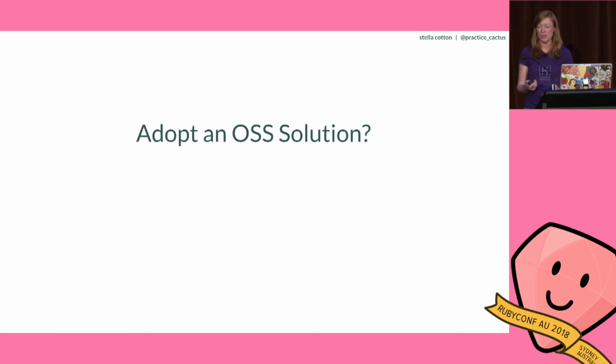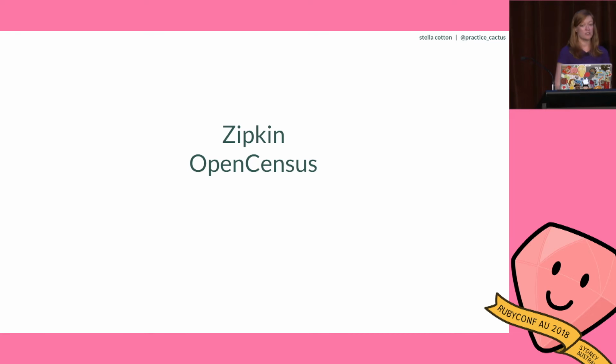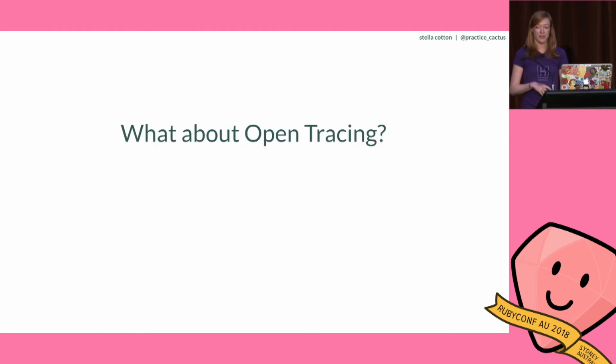It took us a couple months of part-time work on our team to get things up and running, but that was also while doing a ton of other stuff. So your mileage may vary. The main open source options are going to be Zipkin and OpenCensus, which kind of came out of the Google ecosystem. And one thing that completely tripped me up and made me really crazy for the first little bit when I was looking at this is: what about OpenTracing? Everybody's talking about OpenTracing.